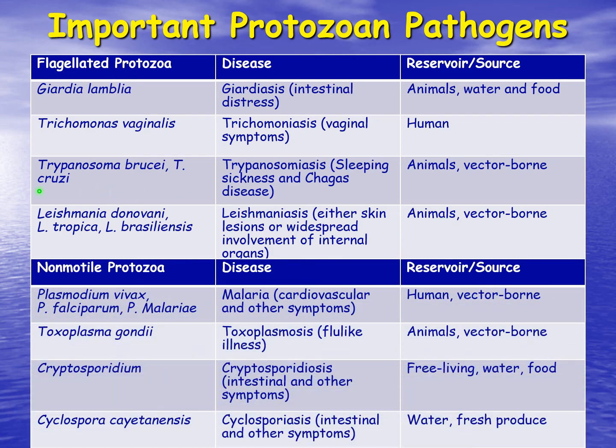And then of the non-motile protozoan parasites, one of the big ones is Plasmodium, and this includes Plasmodium vivax and falciparum, and this causes malaria. This actually is a protozoan parasite that infects the red blood cells and causes severe anemia. This is vector-borne by mosquitoes.